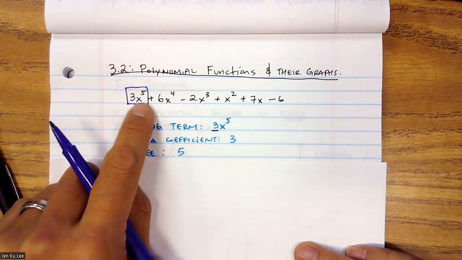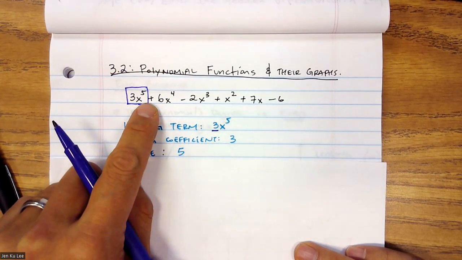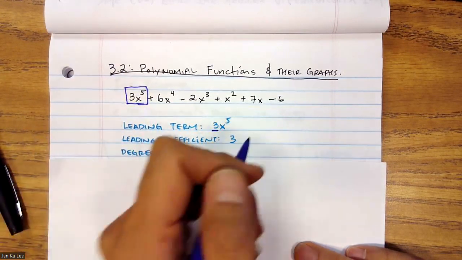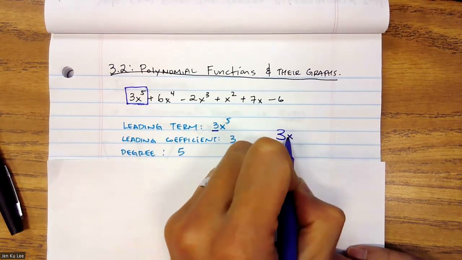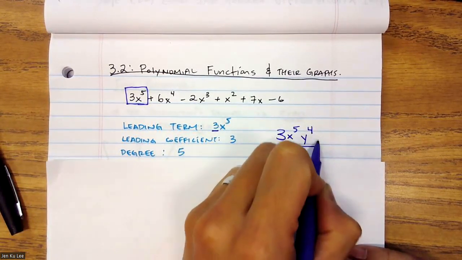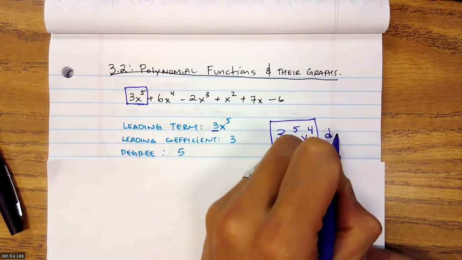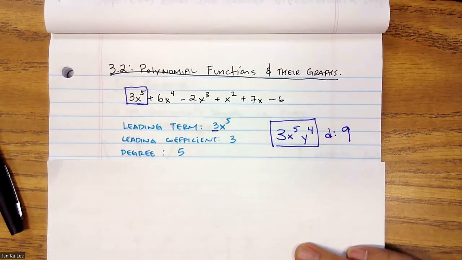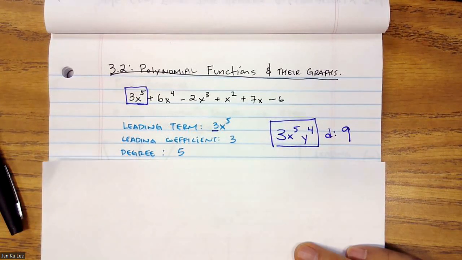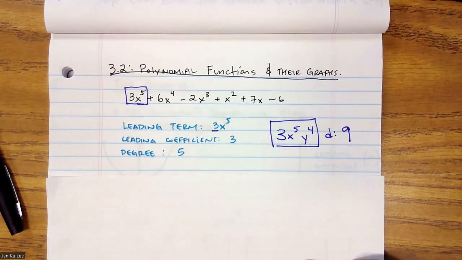If you have multiple variables with exponents, just FYI, you add the powers. For example, if it's 3x to the fifth, y to the fourth, this degree would be 9, because 5 plus 4 is 9. So you just add the powers and then you'll get that.